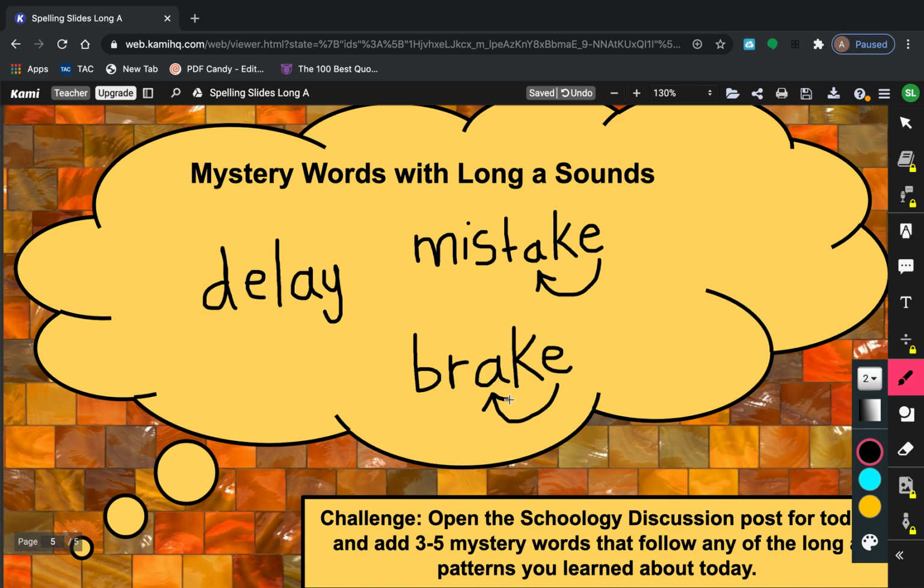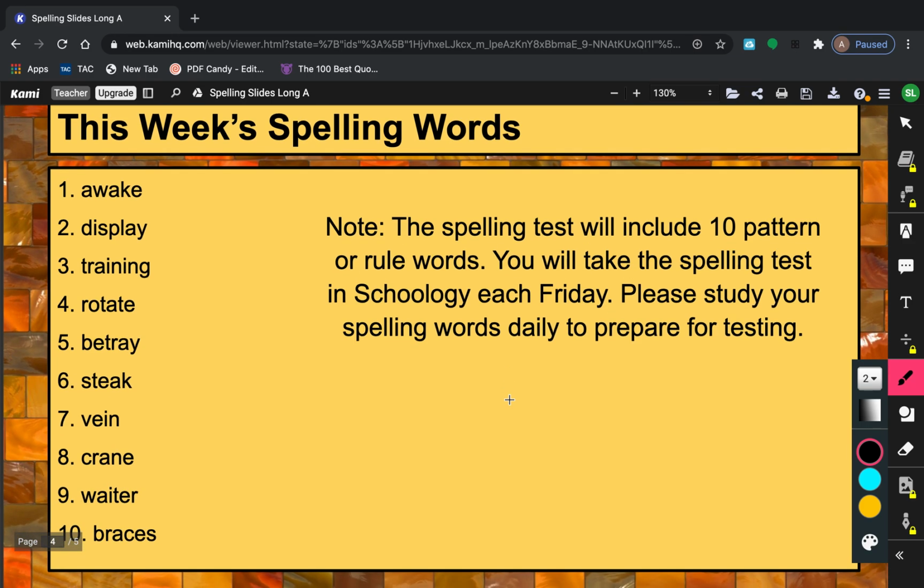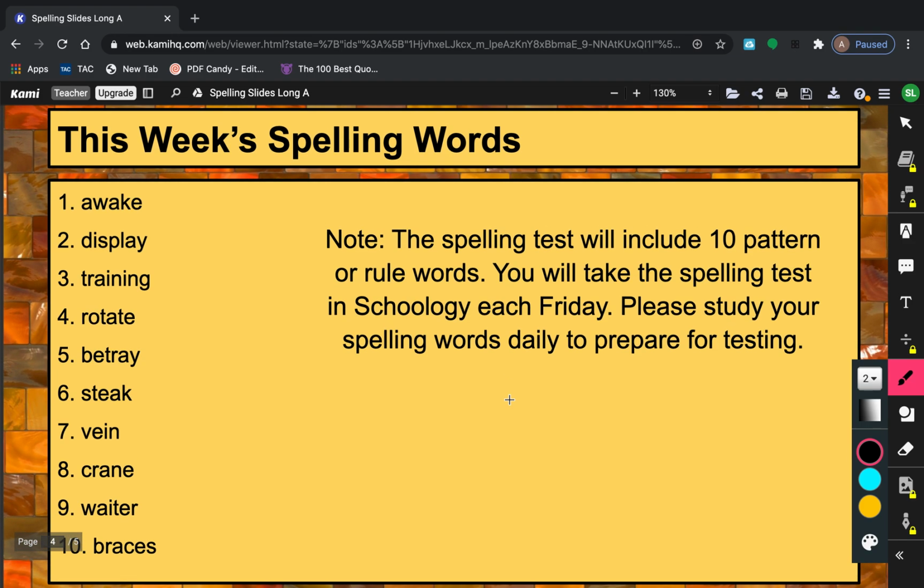So I've added delay, mistake, and break to our mystery words for this week. Again, your challenge is to open the Schoology discussion post for today and add 3 to 5 mystery words that follow any of the long A patterns you learned about today. Remember, you will be tested over these 10 words at the end of the week. Please study these words, and I will also add a homework spelling menu to today's folder, and you can complete 4 of those activities as well to practice your spelling words for the week.